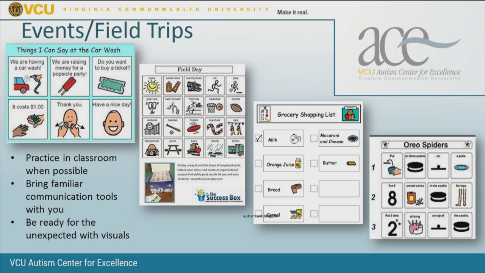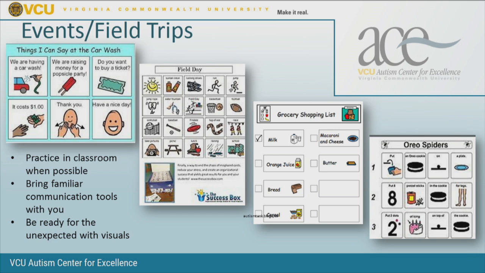One of the most difficult times for teachers is when they're planning events that are out of the classroom or out of the school, such as field trips or school activities. So here are some examples of some things that you might want to create for students. The top one is at a fundraising event at a car wash, things that you can say.